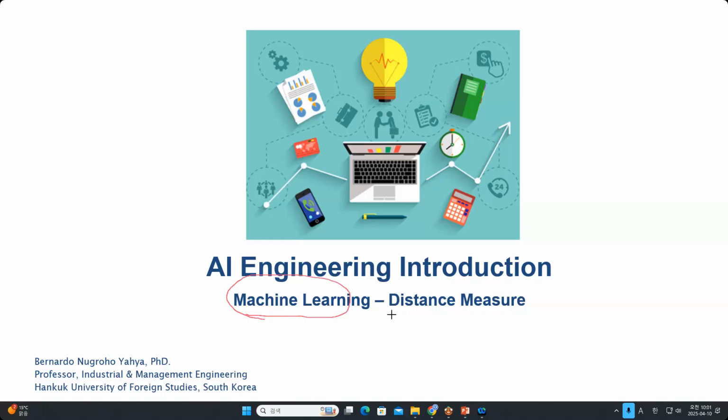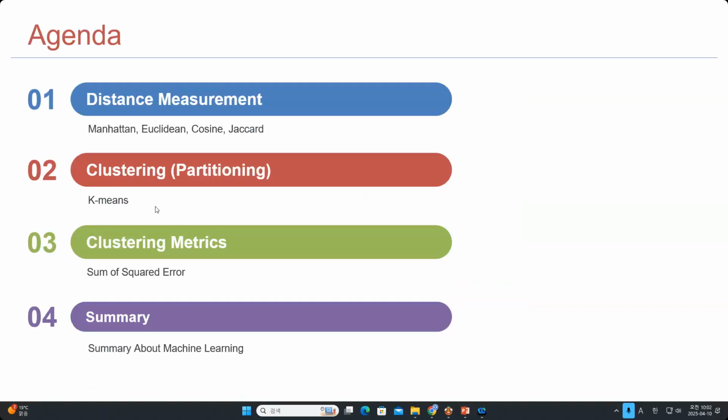So in this section, I would like to explain about the distance method. What is the distance method? There are three things that I will explain. The first is the distance measurement, so we will learn some of the distance measurements. And on Monday, I will explain about the clustering. And on Thursday next week, I will explain about the clustering metrics in the class.